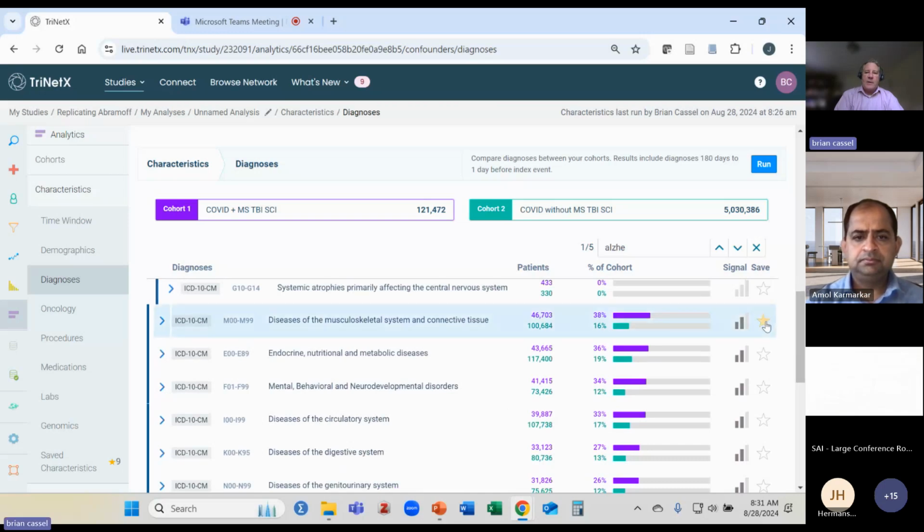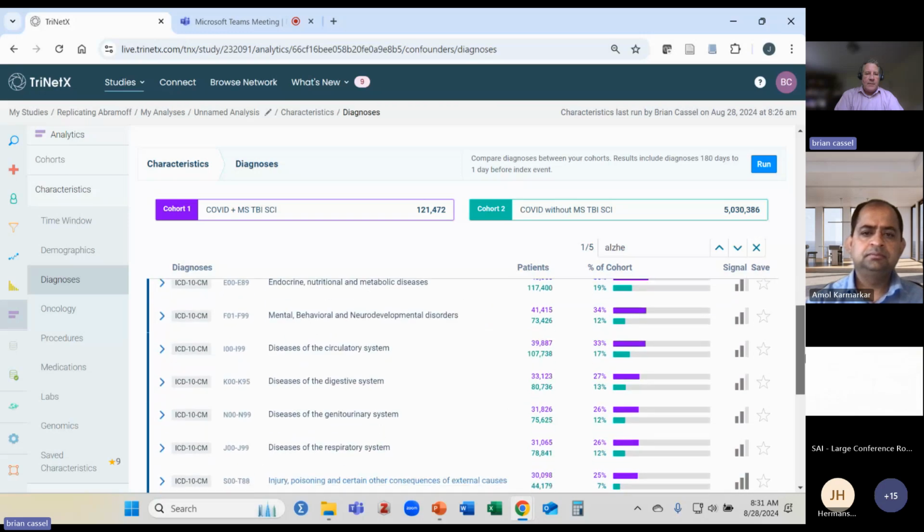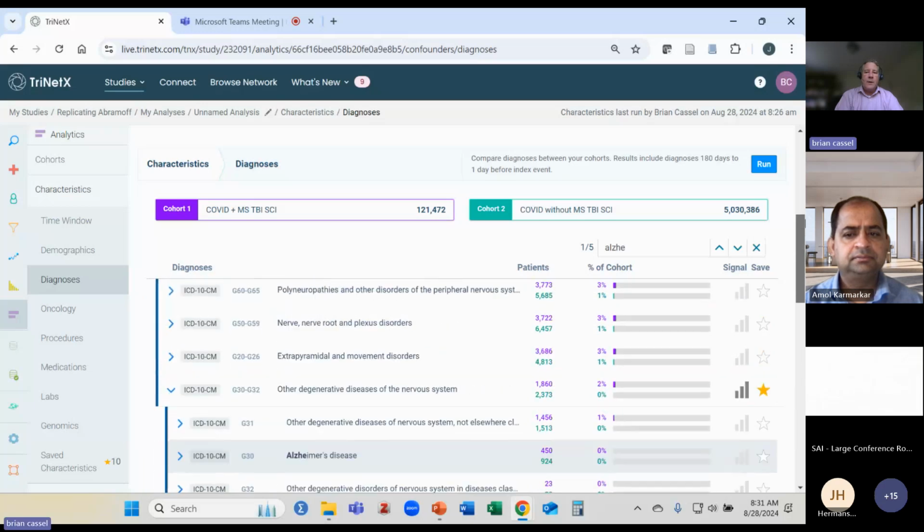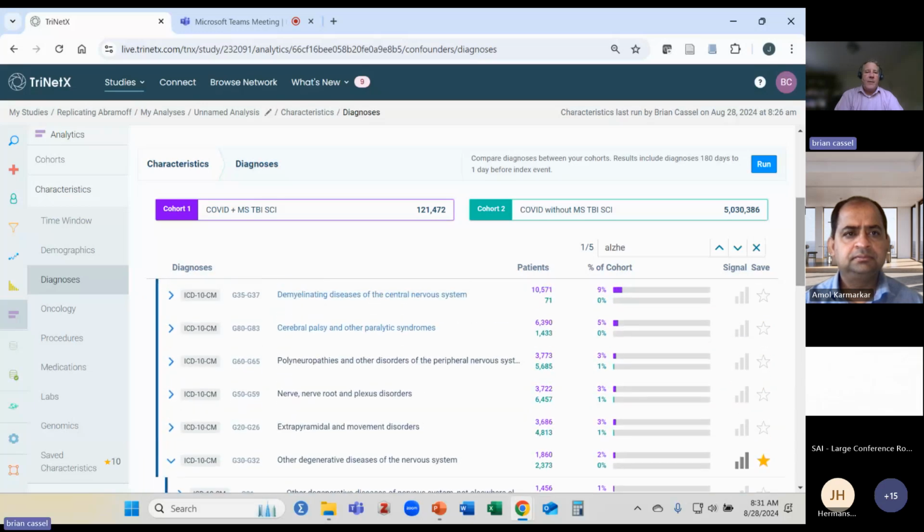And other diseases of the musculoskeletal system and respiratory system, right? Because I have things like dyspnea and muscle weakness and fatigue. So also including some of these here will help me to balance my two cohorts so that I'm able to detect specifically the signal, the power of the premorbid conditions of interest.